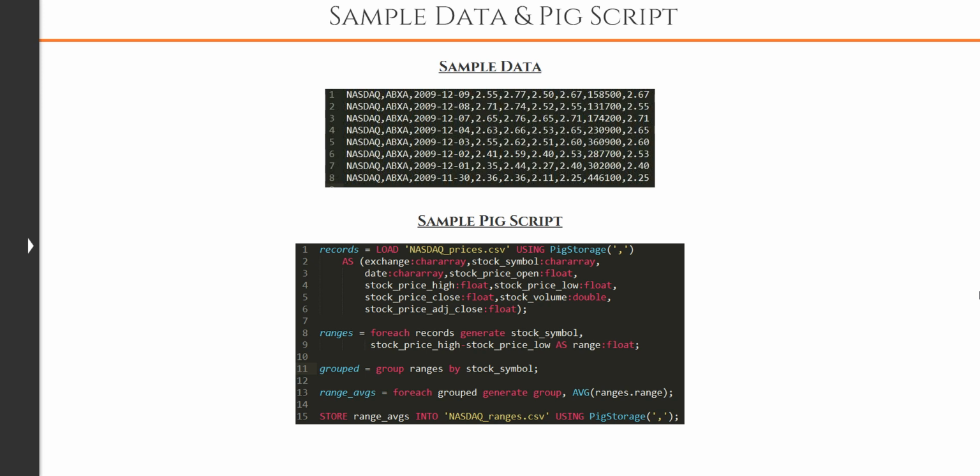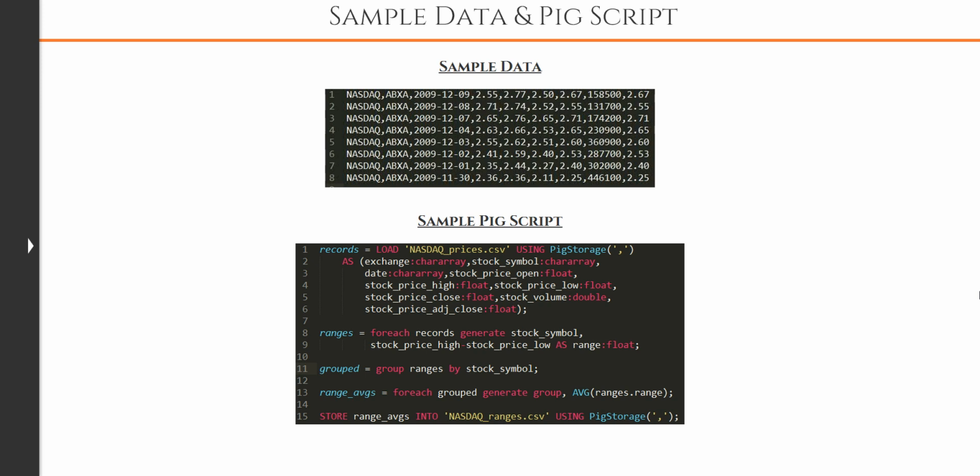So here's a sample of the data. Each line includes the exchange, stock symbol, date, and a bunch of prices which represent the opening, high, low, and closing price for that day. It is this data that resides in HDFS. Now, Pig, which is a data flow language and environment for Hadoop, makes it very easy to express grouping of data and then doing aggregate functions on the groups.